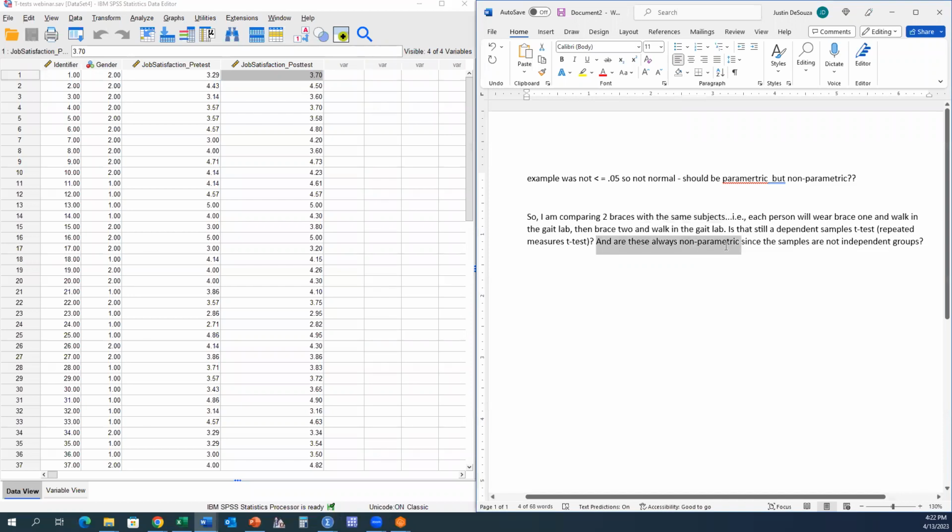And for the second question, are these always non-parametric since the samples are not independent groups? A paired t-test is parametric. So a paired t-test or a dependent sample t-test are still considered parametric. The independent groups, that matters for an independent sample t-test. So if you had one group receiving one brace and then a completely separate group receiving a second brace, then that would be an independent test. And that is where independent groups would matter. You don't need independent groups for your example here. Does that make sense?